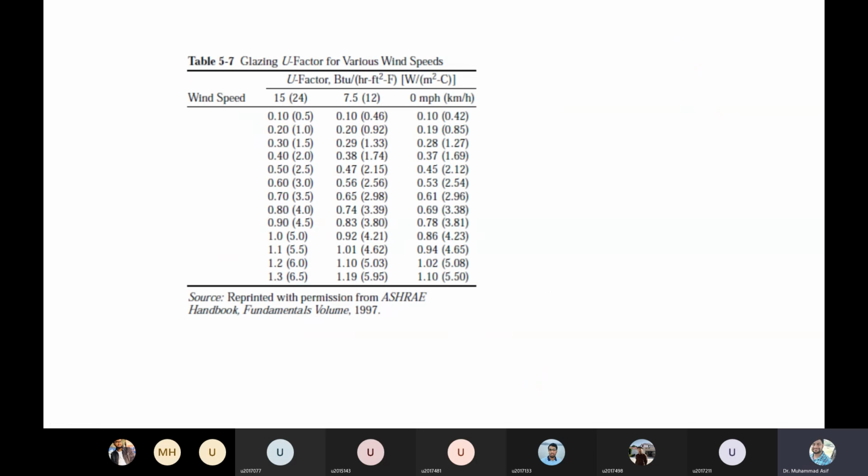Right? Again, you can see this is the value of the overall heat transfer coefficient for various wind speeds, right? Wind speed here is in miles per hour, and this one in kilometers per hour. So for different wind speeds, the value of the overall heat transfer coefficient is different.